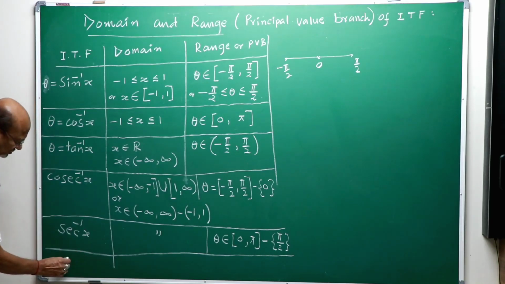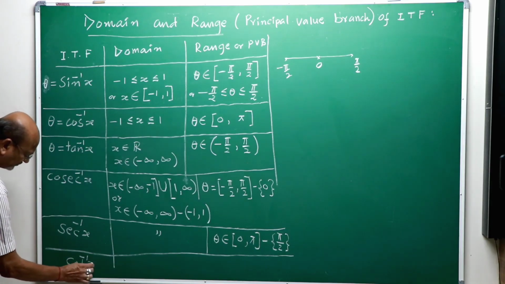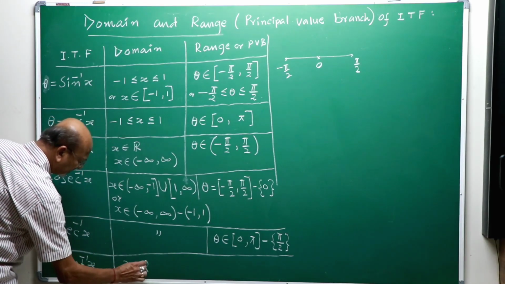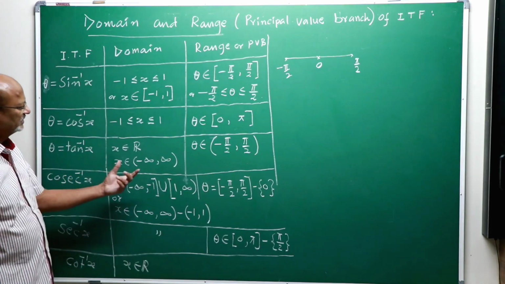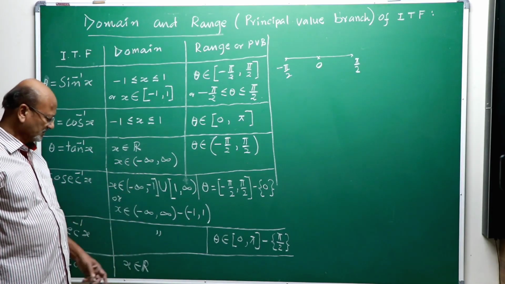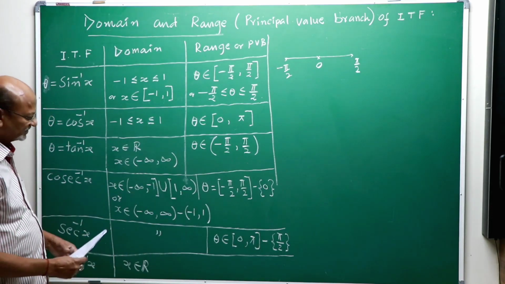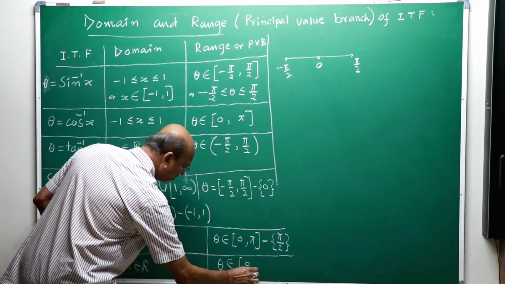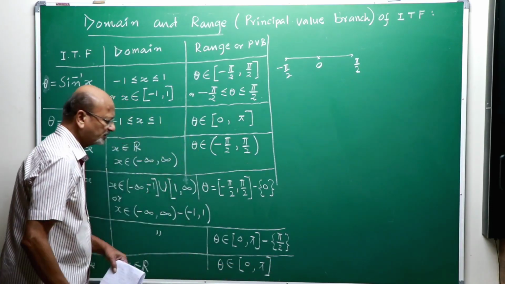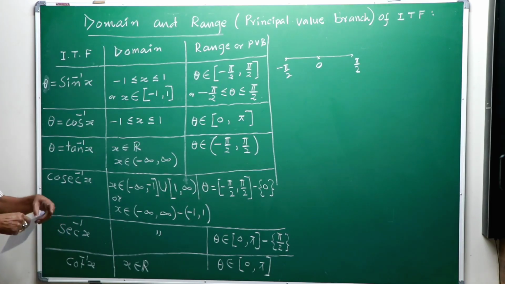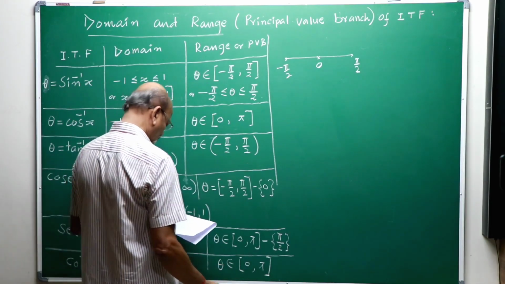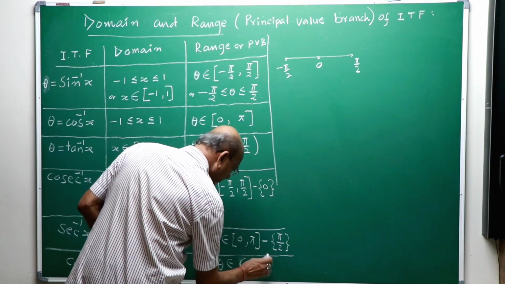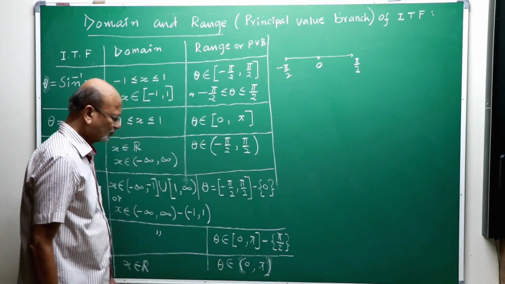Next, what about cot inverse? Yes, my friends, same. x belongs to R. Otherwise, x is between minus infinity to plus infinity, open interval. This is the domain of cot inverse x. And the range is theta belongs to the closed interval 0 to pi. I think it is not a closed interval, this is an open interval. Open interval 0 to pi.